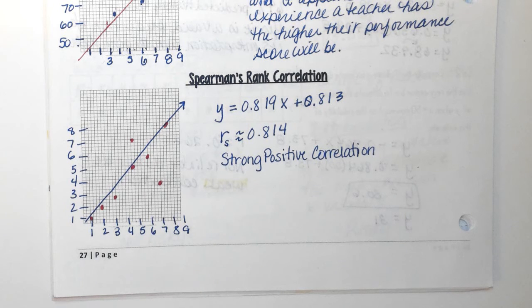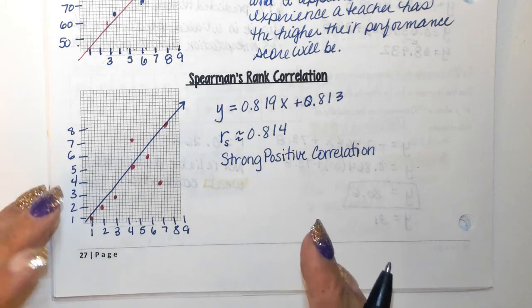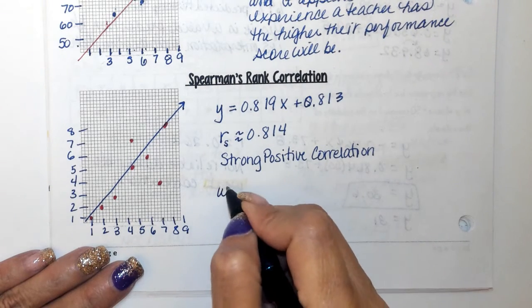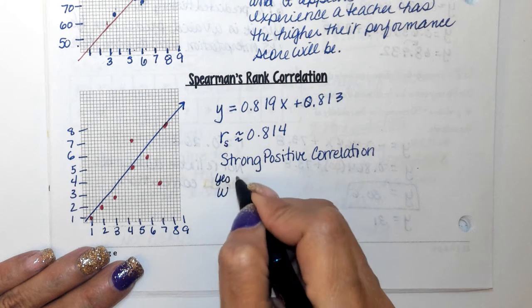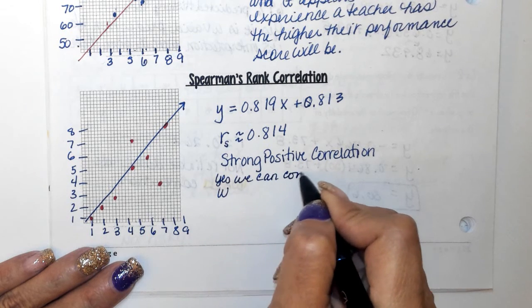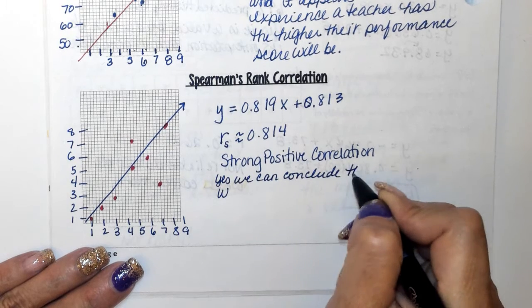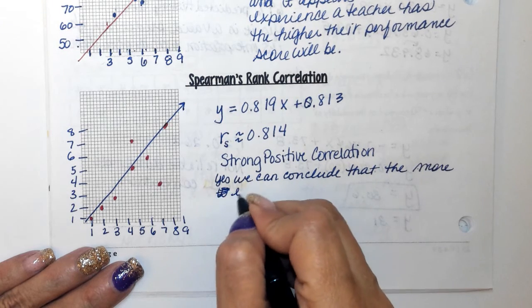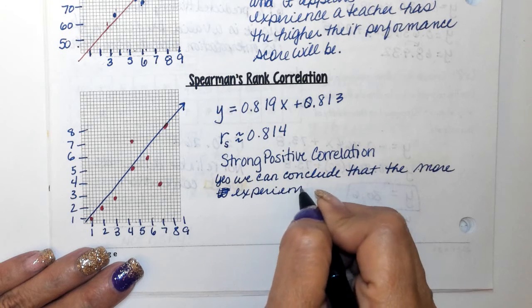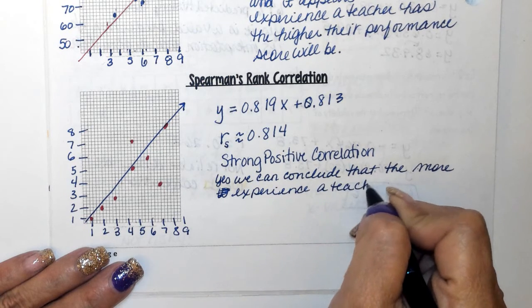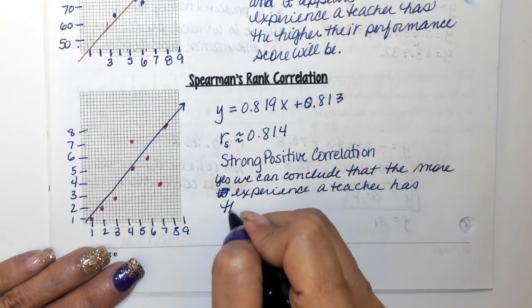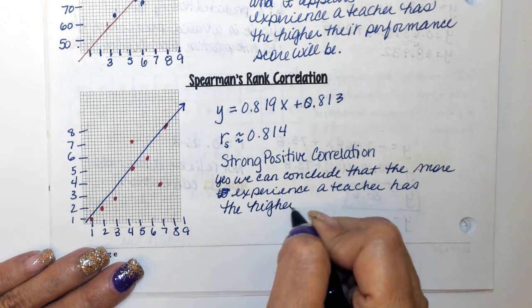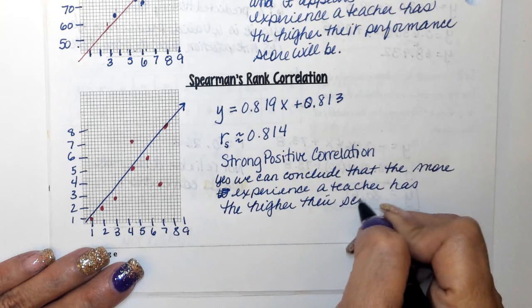Well, we saw that it was a strong correlation, strong positive. So it appears that the more experience and years you have, what can we conclude? The higher your score. So we probably should say yes, we can conclude that the more experience a teacher has, the higher their score will be.